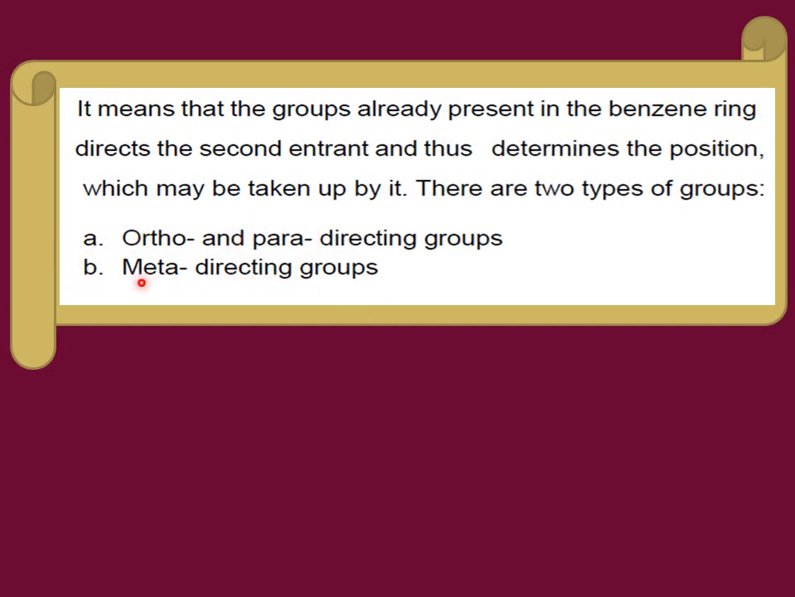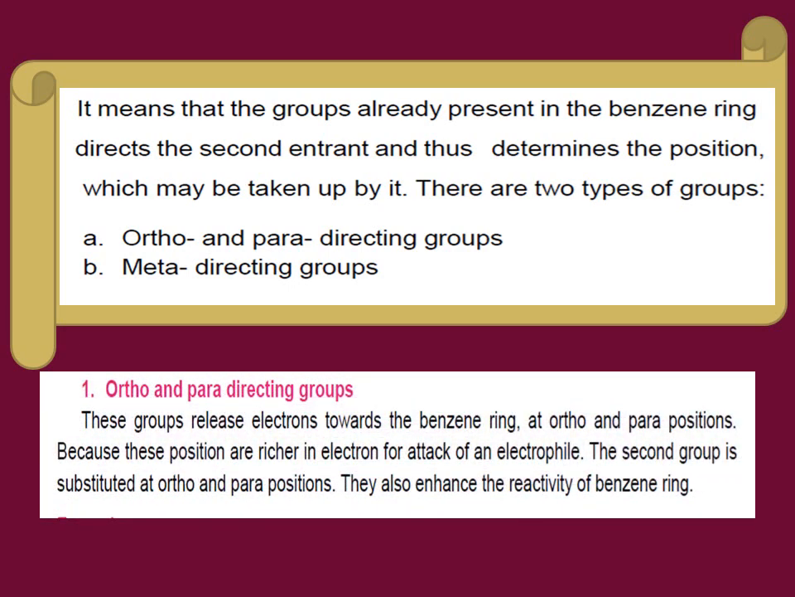Now students, what are ortho-para directing groups? These groups release the electrons towards the benzene ring. We are going to discuss how, by the resonance structures at ortho and para positions, these positions are richer in electron for the attack of an electrophile. We are going to discuss it through the chemical reactions. The second incoming group is substituted at ortho and para positions. They also enhance the reactivity of the benzene ring. Means ortho para directing groups are going to enhance the reactivity of the benzene ring. Why? Because, as we have already mentioned, the ortho and para positions become richer in electron density.